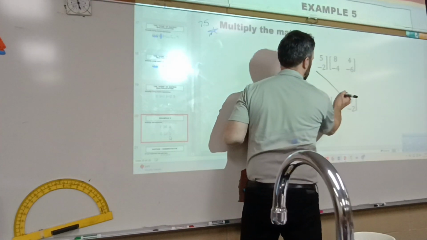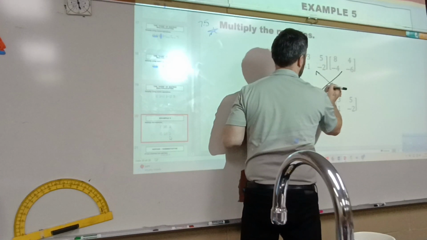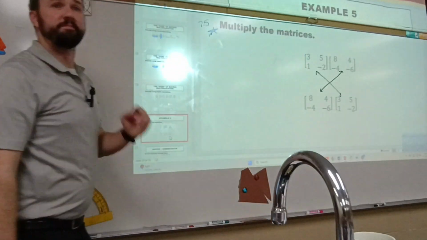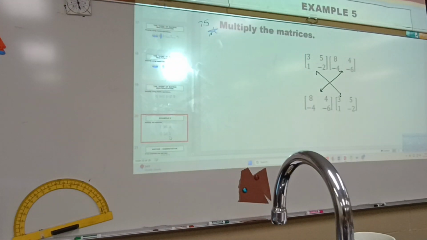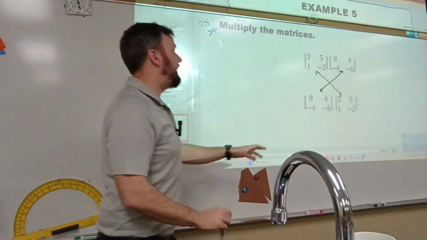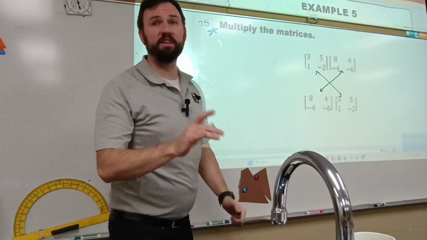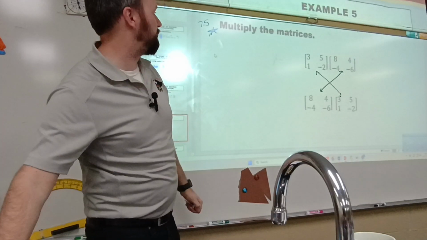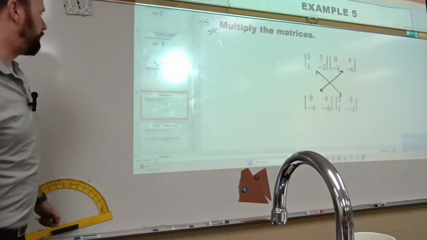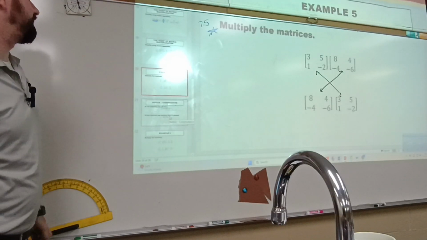What do you notice about these two matrices and these two matrices? They're the same, right? We just flipped the order. Did we get the same answer when we changed the order of how we multiply them? Yeah, we did. So for matrix multiplication, does order matter? Extremely. A times B is not the same as B times A for matrices. And we just proved it. You guys just did a proof.